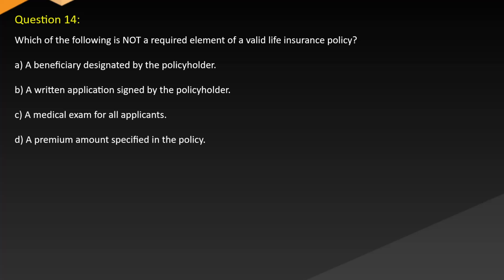coverage or not. Question 14. Which of the following is not a required element of a valid life insurance policy? A. A beneficiary designated by the policyholder. B. A written application signed by the policyholder. C. A medical exam for all applicants. D. A premium amount specified in the policy.